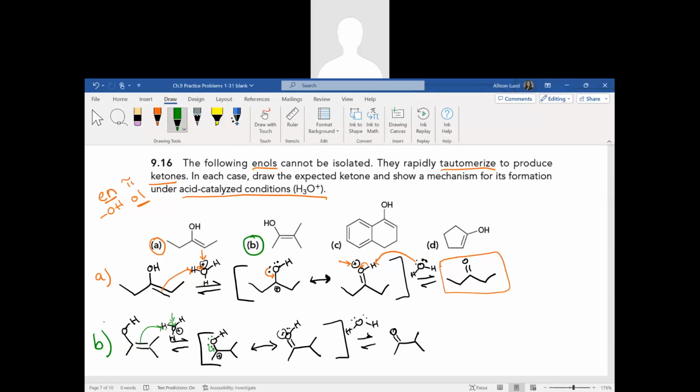The positive charge on that carbon will be neutralized, but a new positive charge up here will be created on that oxygen. So what we see in this last step here is deprotonation, movement of those electrons from that hydrogen bond onto the oxygen, and then our final ketone is created over here.